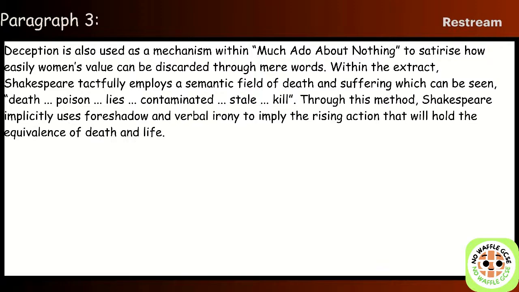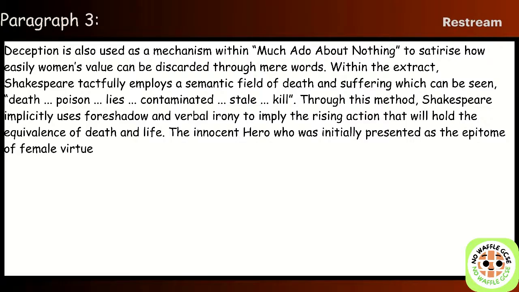Through this method, Shakespeare implicitly uses foreshadow and verbal irony. So notice there's different types of irony. You've got verbal irony, situational irony, dramatic irony. You can search up the differences later, but it's good to differentiate from that. Yeah, Leonato literally loses it. That's correct. To imply the rising action that will hold the equivalence to death and life. So it's a nice phrase there saying that the words of death foreshadow, they're hinting at later on how they're literally going to accuse her of dying, or they suggest that she should die because of the death-like shame.